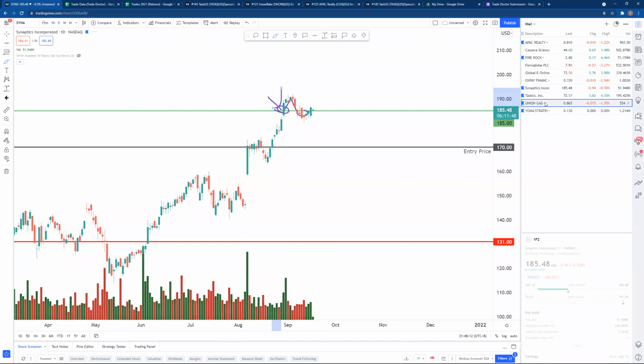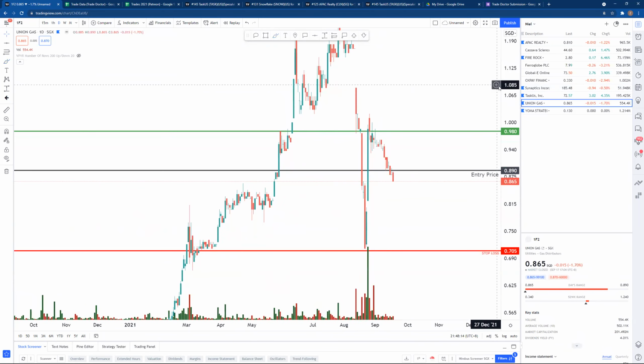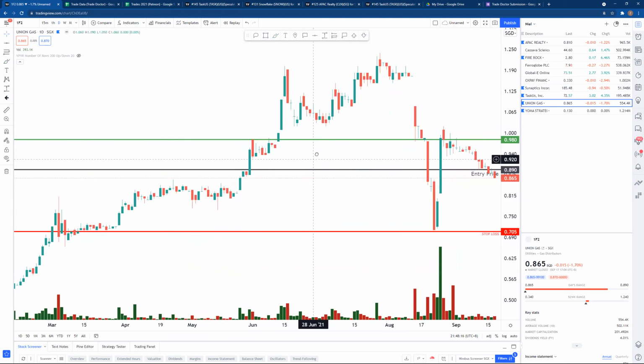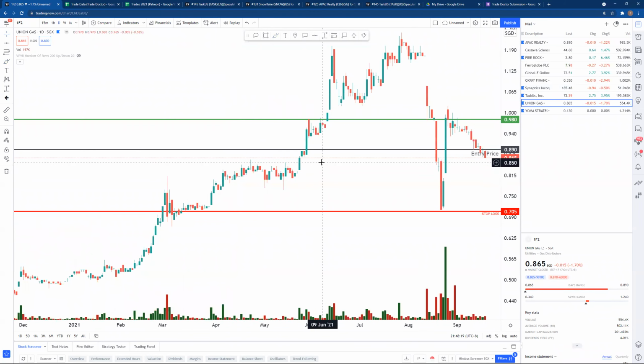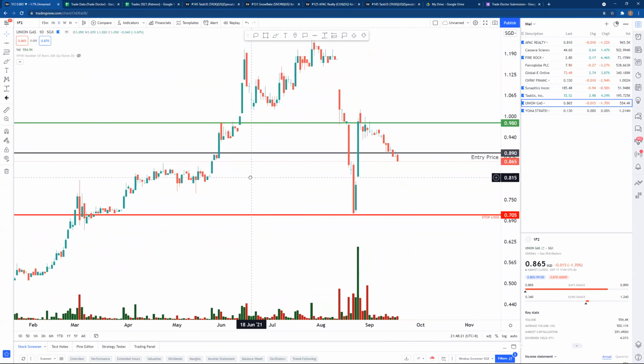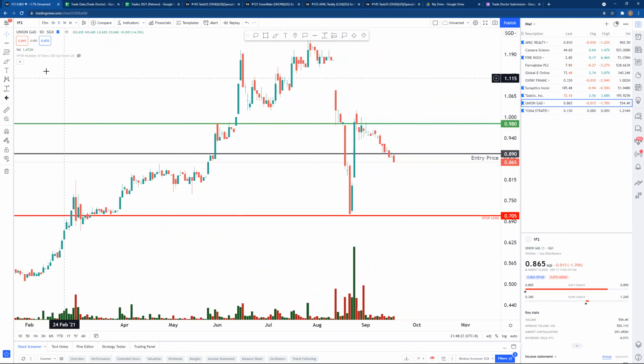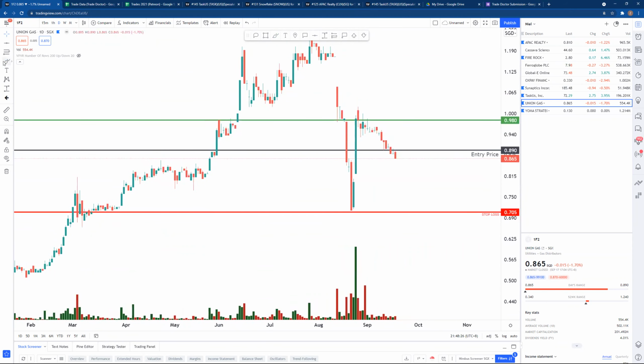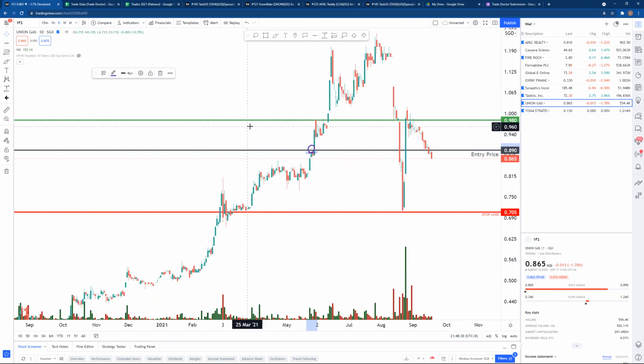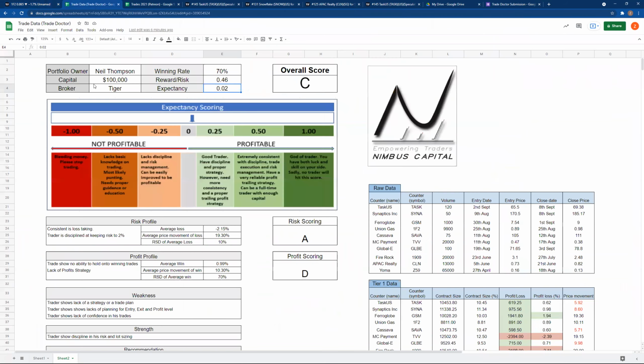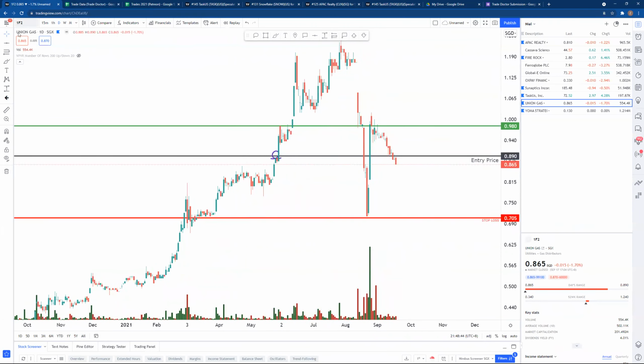Then next, let's look at Union Gas. This one is also a Patreon trade. The entry, I believe, should be here. Wait, let me double check. Union Gas 0.89 and 9.8. Yes. So it's somewhere like this.